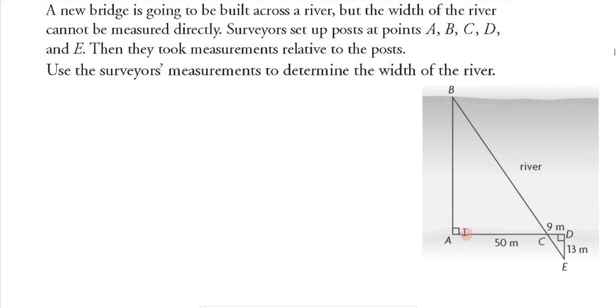So the river, we're going to use these posts at point A, point B, point C, point D, and point E to help us determine the width of the river. And the width of the river is, I'm assuming, the distance from point A to point B. Okay, so the width of the river is the distance from A to B.